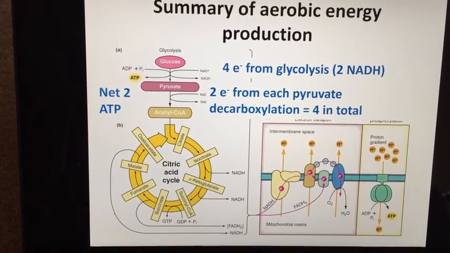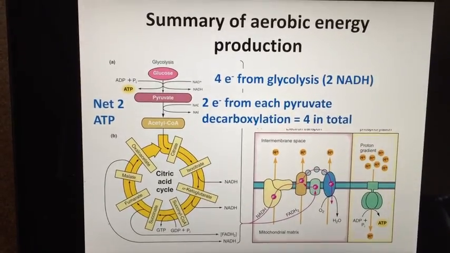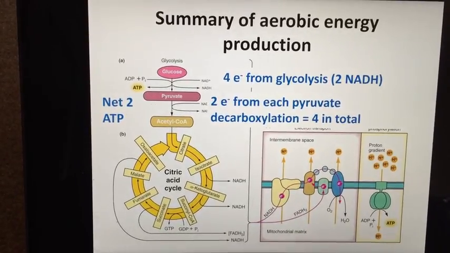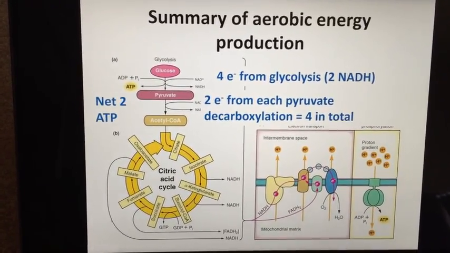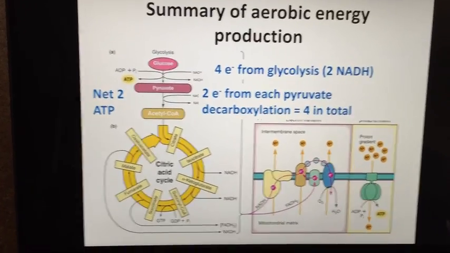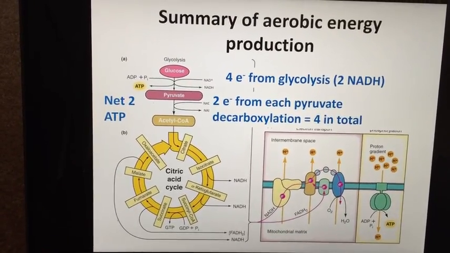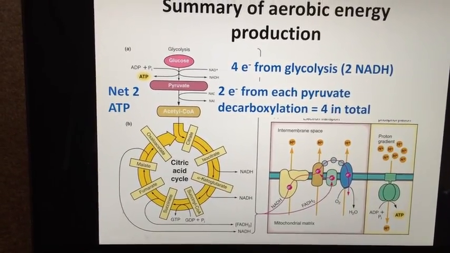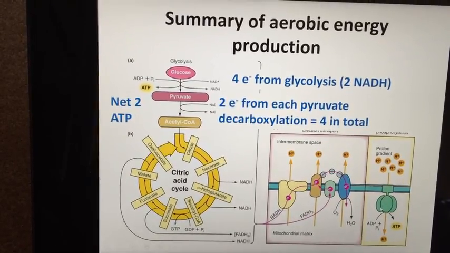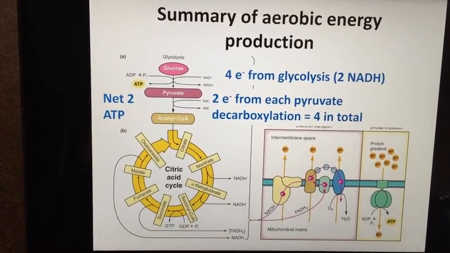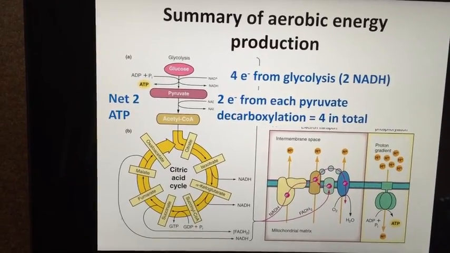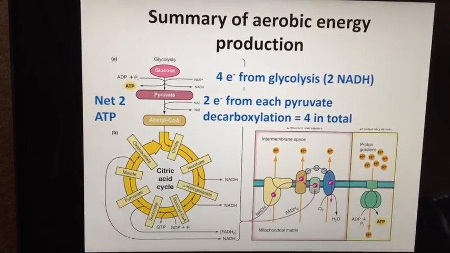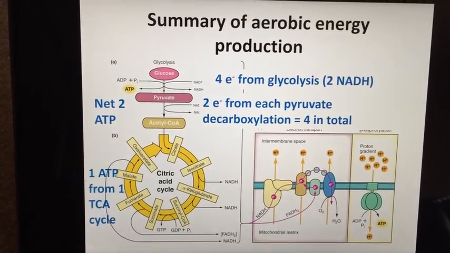Similarly, when pyruvate is decarboxylated, 1 NADH is formed. So there are 2 electrons that are produced for each pyruvate decarboxylation. And of course, per glucose molecule, glucose is broken down into 2 pyruvate. So there are 2 pyruvate molecules, which means there are going to be 2 NADH molecules produced, which means there are going to be 4 electrons in total. Each NADH transfers a hydride ion, which is the equivalent of 2 electrons.